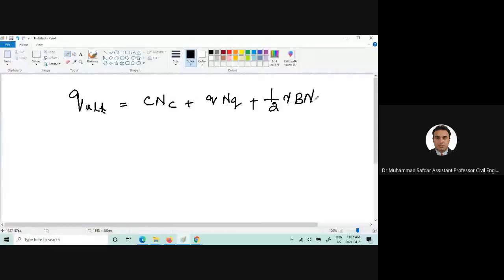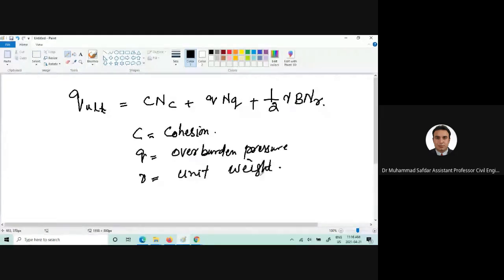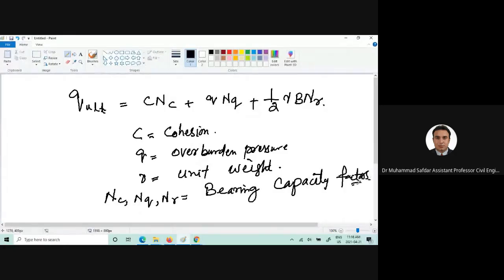as, where C is the cohesion of the soil, Q is the overburden pressure exerted onto the foundation, gamma is the unit weight of the soil, NC, NQ, and N gamma are the bearing capacity factors which are dependent upon the friction angle, and B is equal to the width of the foundation.